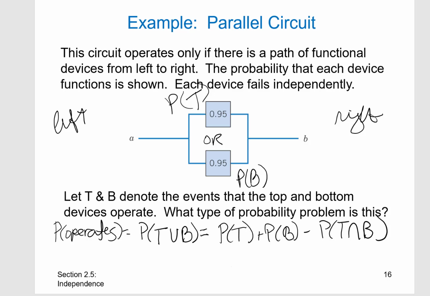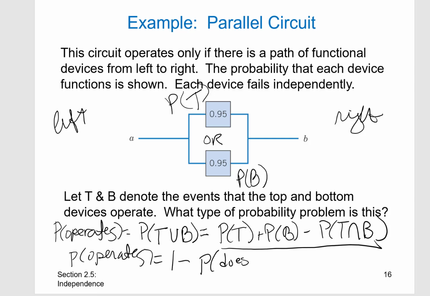So this is one way to do it, but it's a little bit more work. There's a faster way to do this. The probability that it operates is the same thing as the probability is rather 1 minus the probability that it does not operate.